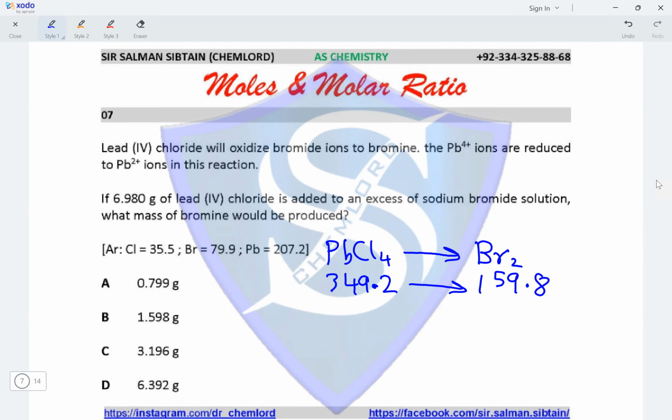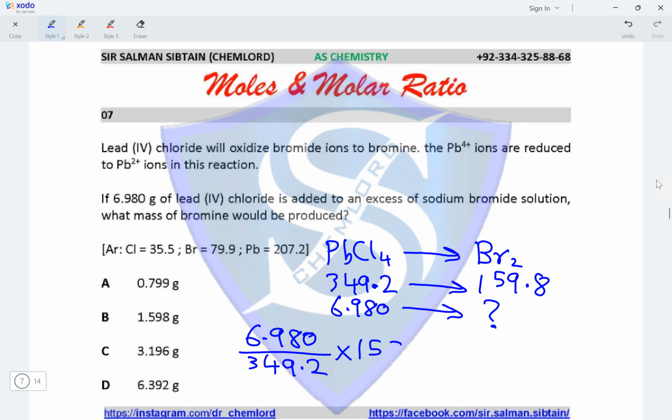Now, the question asks us if 6.980 grams of PbCl4 is used, how much bromine would be produced? So the calculation would be 6.980 upon 349.2 multiplied by 159.8. This gives us a mass of 3.19 grams for bromine. So the answer that has this value is present in option C, making C the correct option for this question.